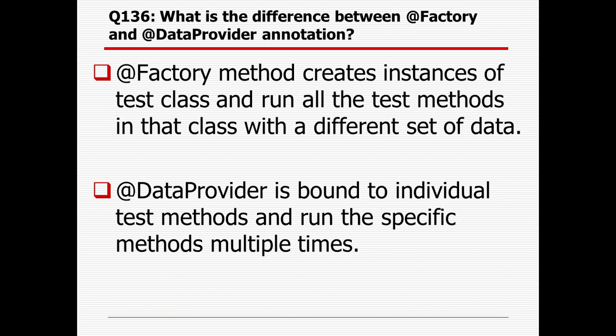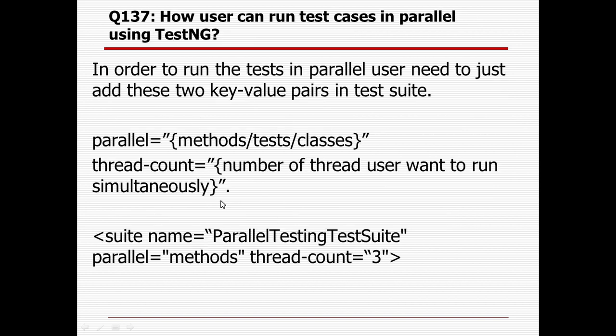But @DataProvider is bound to an individual test method and runs a specific method multiple times. So whenever we are dealing with @DataProvider, it is only for specific methods within the class, right? Whereas @Factory is for all the methods within the class, and it will deal with a different data set. Whereas using the data provider, we run a single method multiple times with different combinations.